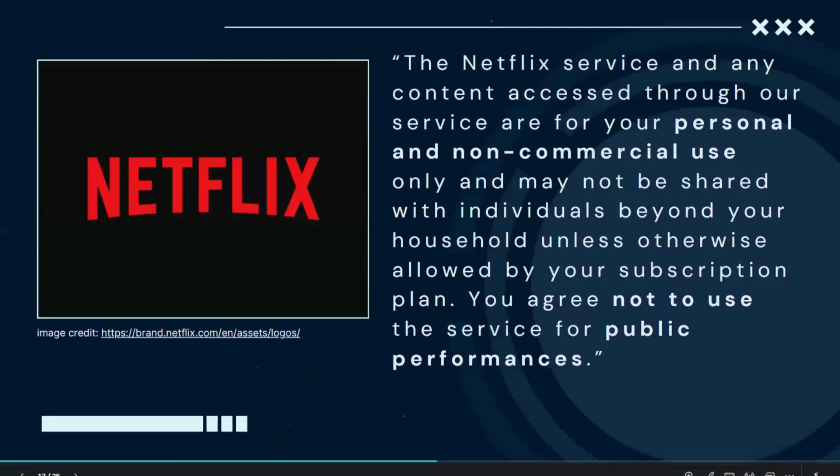For instance, as you can see in this Netflix terms of service, it says the Netflix service and any content accessed through our service are for your personal and non-commercial use only and may not be shared with individuals beyond your household unless otherwise allowed by your subscription plan, which isn't likely. You agree not to use the service for public performances, so they cover it in their terms of service.